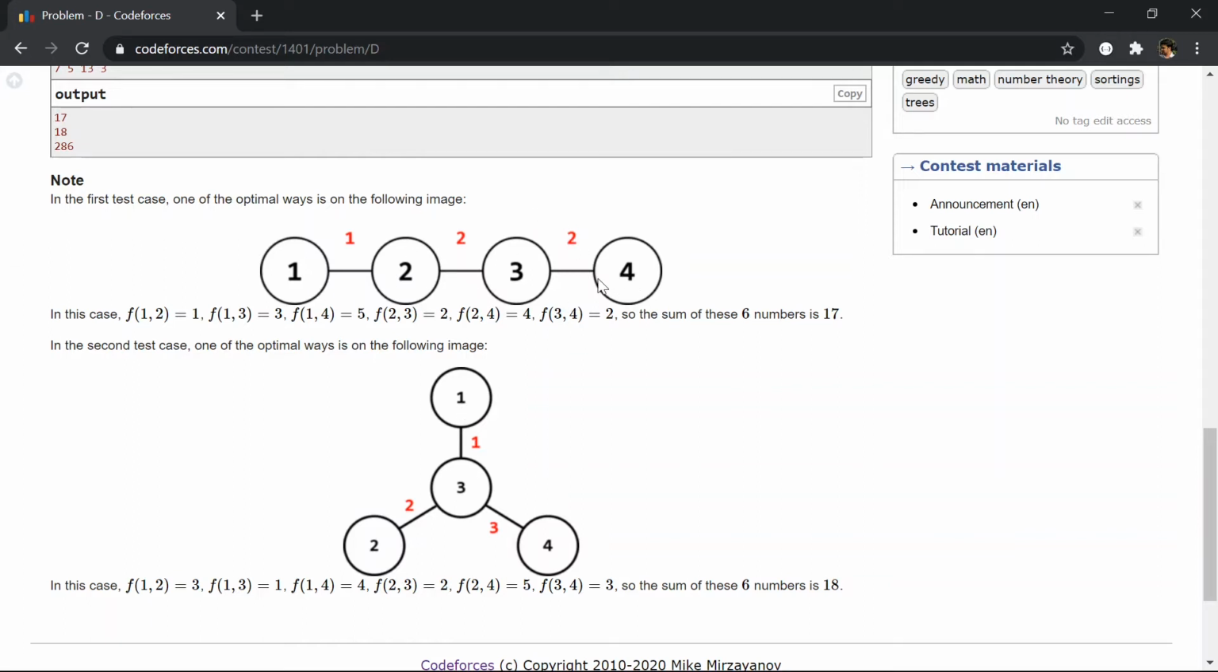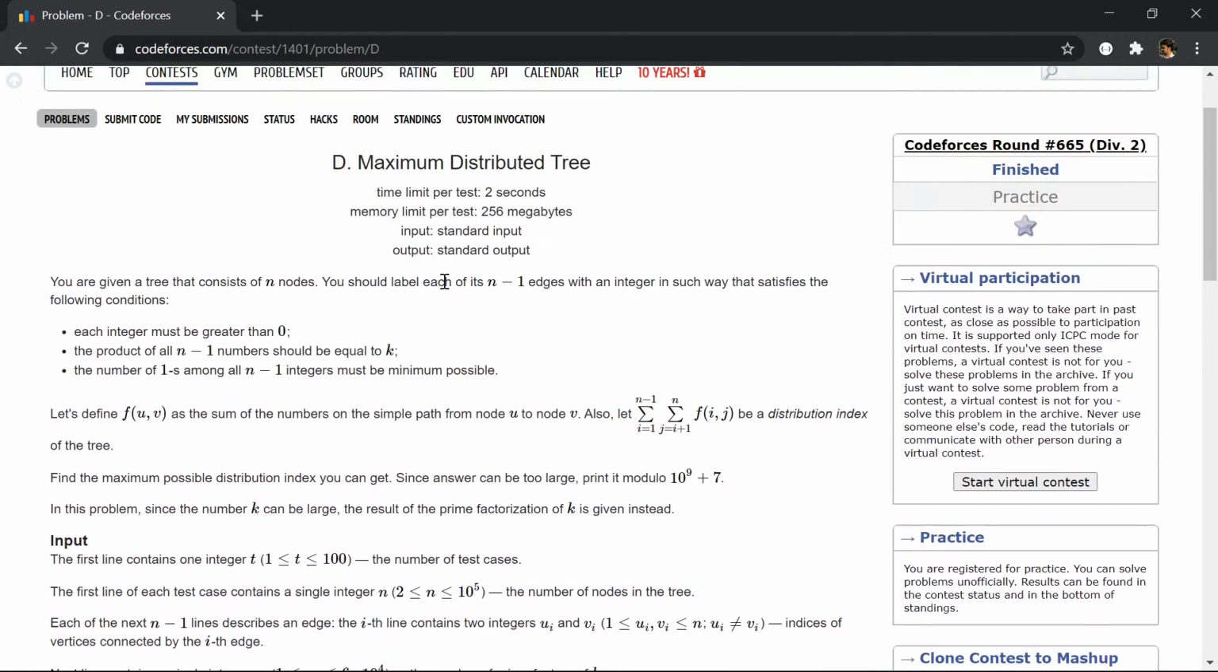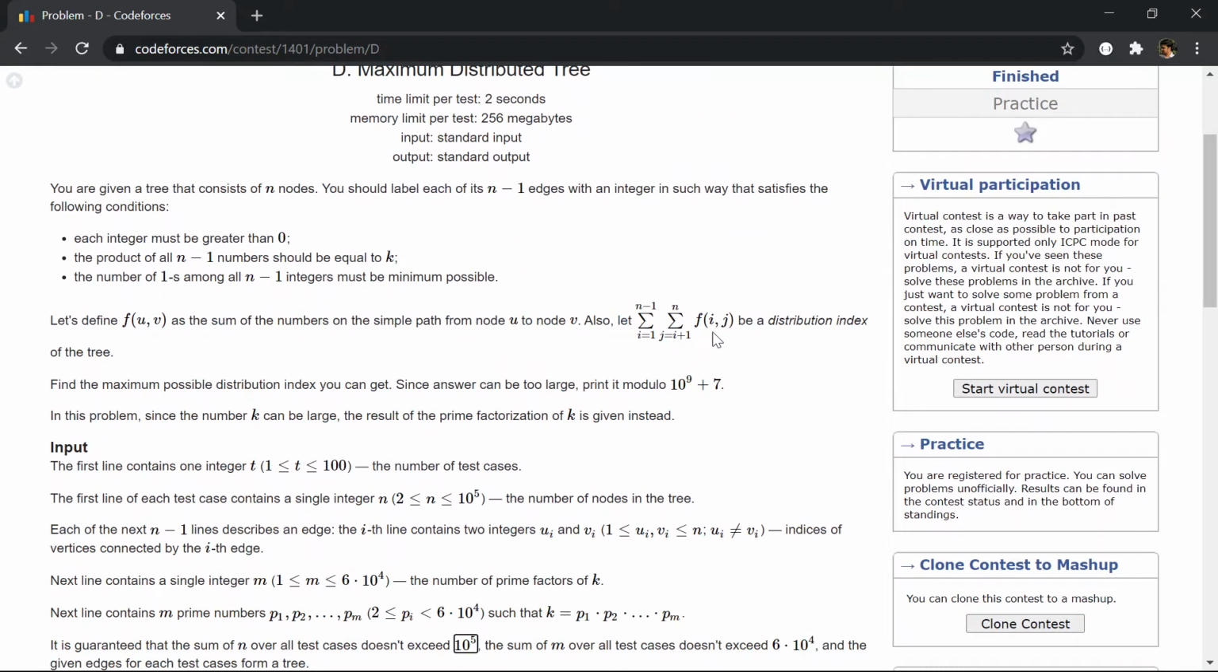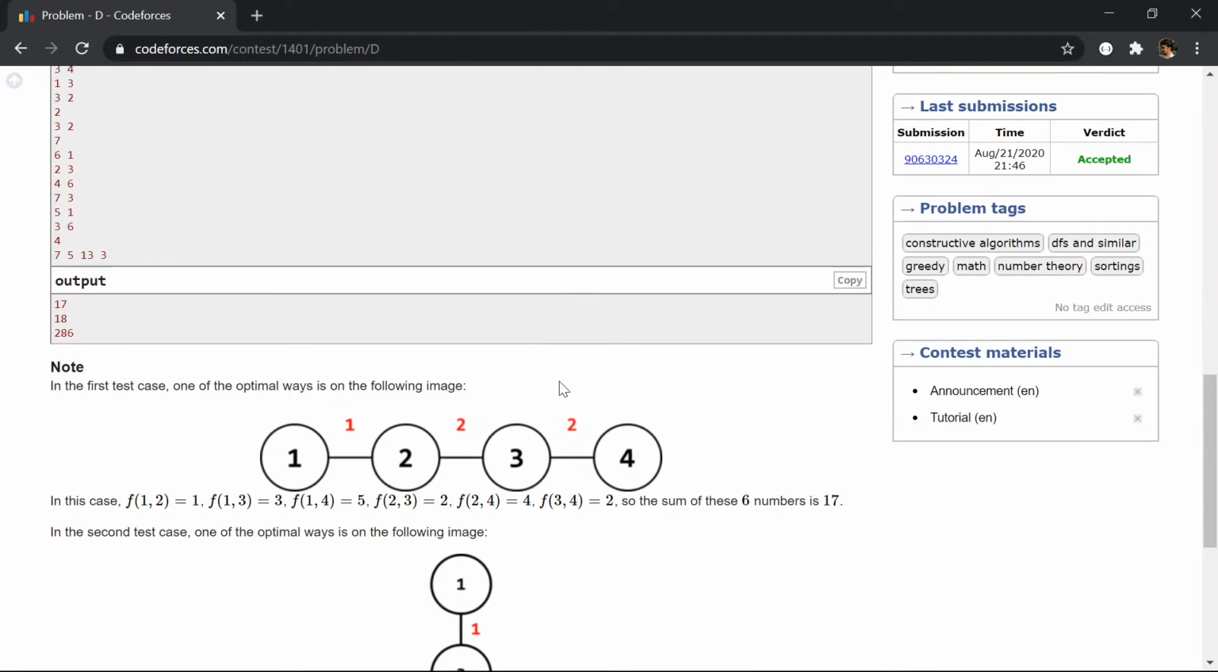If the number of numbers which we are given is less than the number of edges, we will assign one to the other edges. We have to assign them in such a way that this value is maximum. This problem is a bit complicated according to its language, but when we understand what this function is, the problem becomes fairly simple.